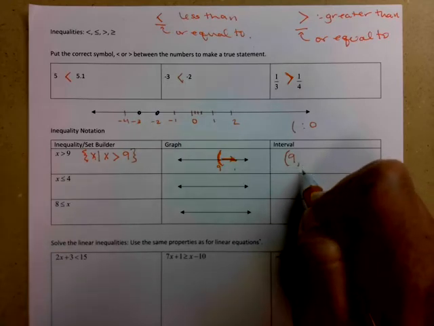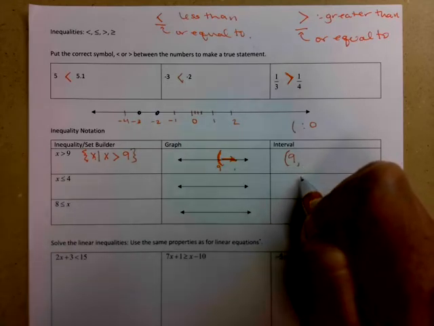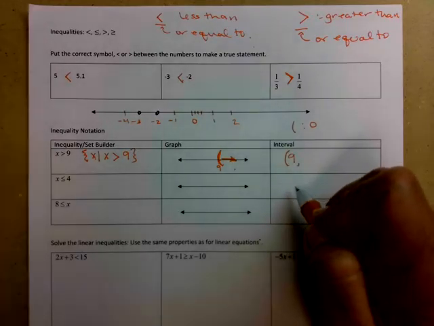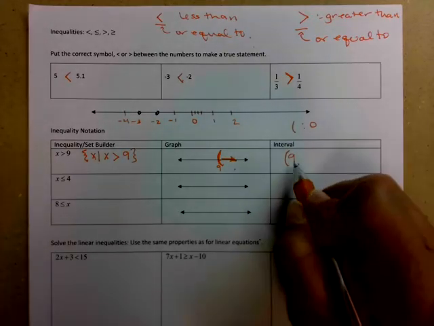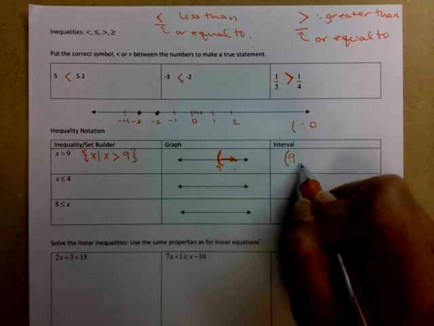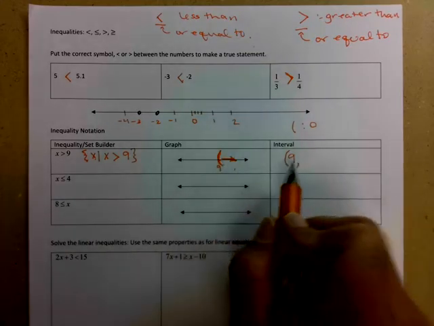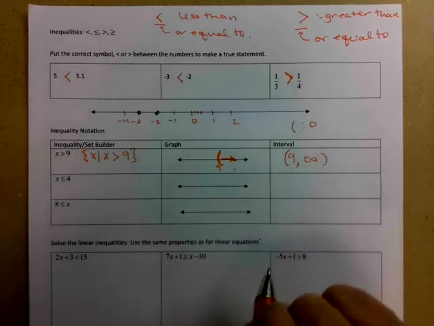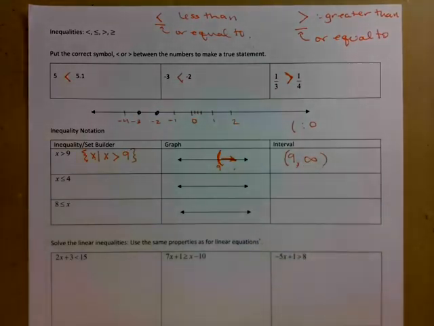And the next number up isn't necessarily 10, right? Because it could be 9.0001. And I need all of those decimal versions that come after 9, between 9 and 10. So 9, but not including 9. And then it goes on forever to the right. The number that's forever to the right is infinity, and infinity always gets a parenthesis.